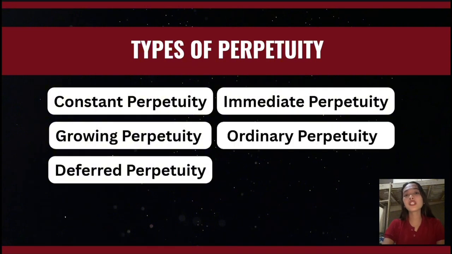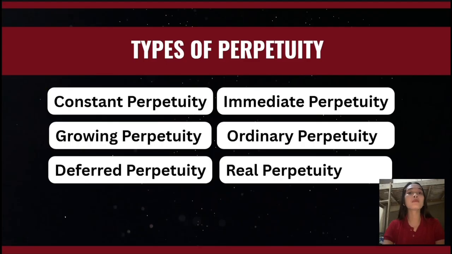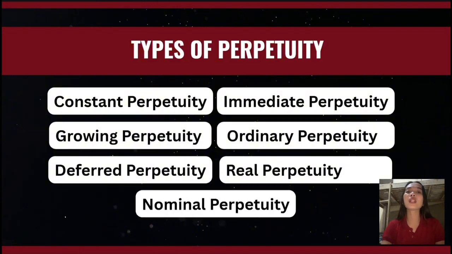And next we have ordinary perpetuity, where payments are made at the end of each period and forever. And then we have the real perpetuity, where payments are adjusted for inflation to keep real value. And lastly, we have the nominal perpetuity, where payments are not adjusted for inflation. So all of these types may differ in timing or value, but they all share one thing, and that is the payments never end.